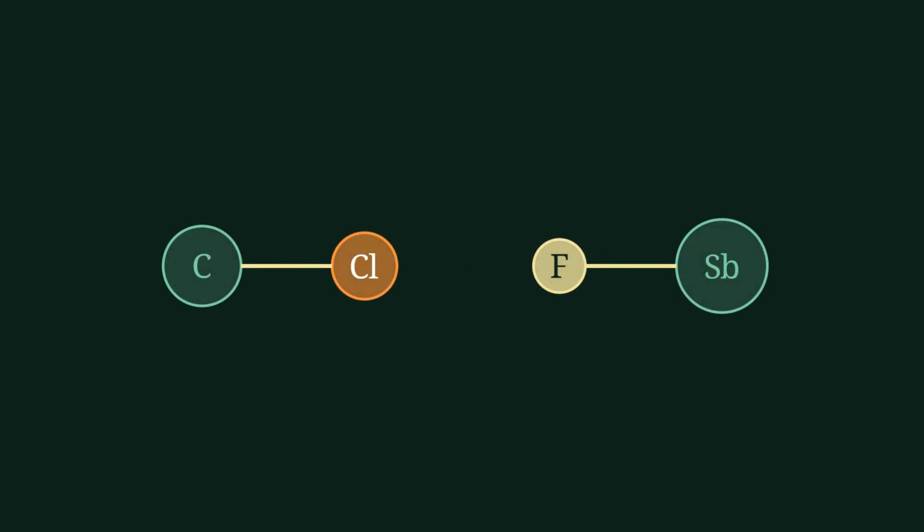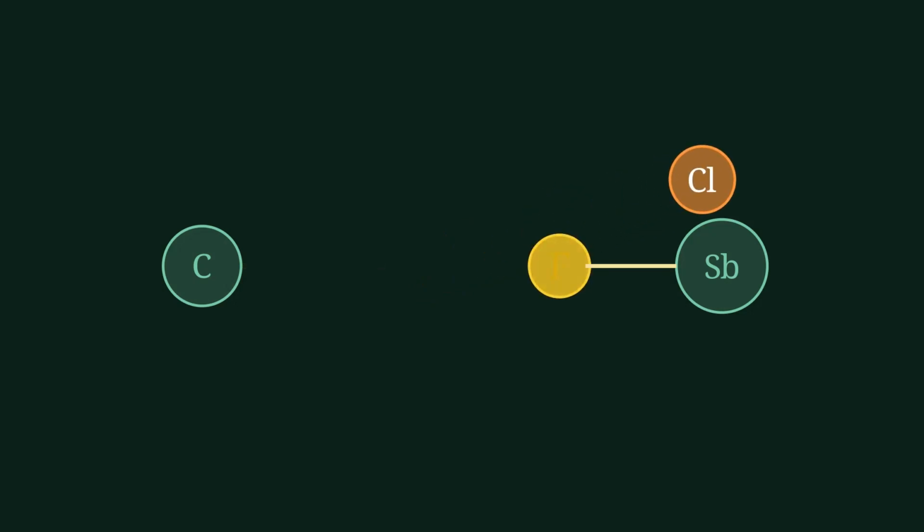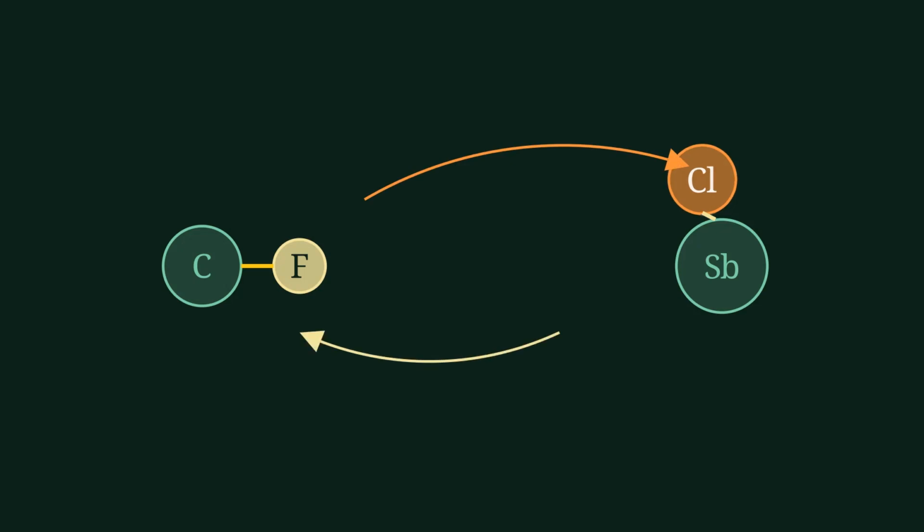And here's the key insight. As that old bond stretches and breaks, a fluorine atom from the antimony complex is perfectly positioned to take its place. It's a coordinated swap. Think of it like a meticulous trade. One halogen leaves while the other is escorted in, preventing the molecule from falling into a chaotic state.